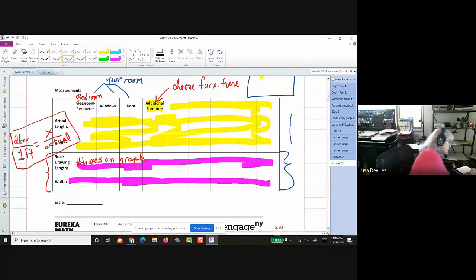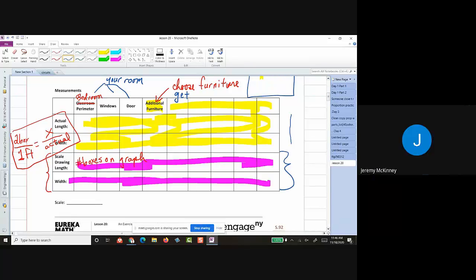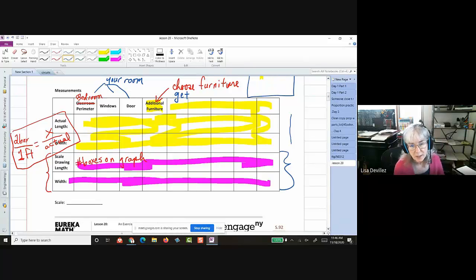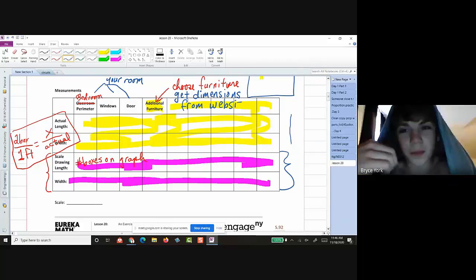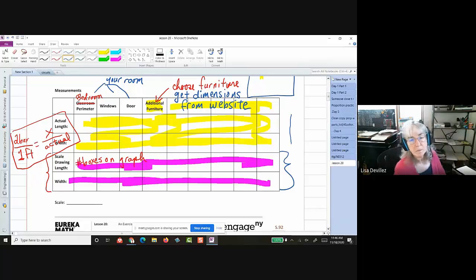And then for this, if you have a piece of furniture in your room that you really like and it would be part of your dream room, you can measure it too, or you can choose some furniture off of Amazon or someplace like that and get dimensions of the furniture from the website. So yes, those should be actual dimensions.